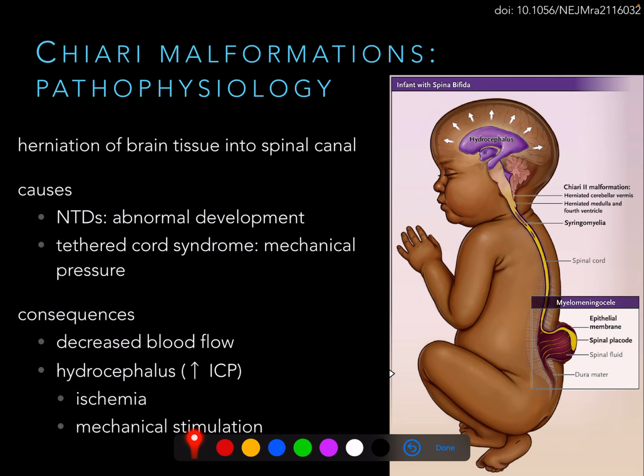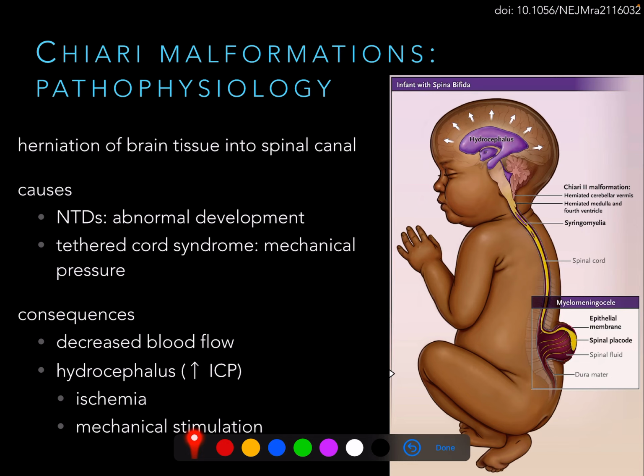And as you're probably already imagining, tethered cord syndrome can do this as well. It depends on how strongly the cord is tethered. So the more you pull the spine down, the more likely you are to have brainstem herniation. The problems are the same as tethered cord syndrome. Decreased blood flow. We can also put pressure on nervous tissue. That can stimulate them. And we're also going to put pressure on the ventricular system, leading to hydrocephalus.